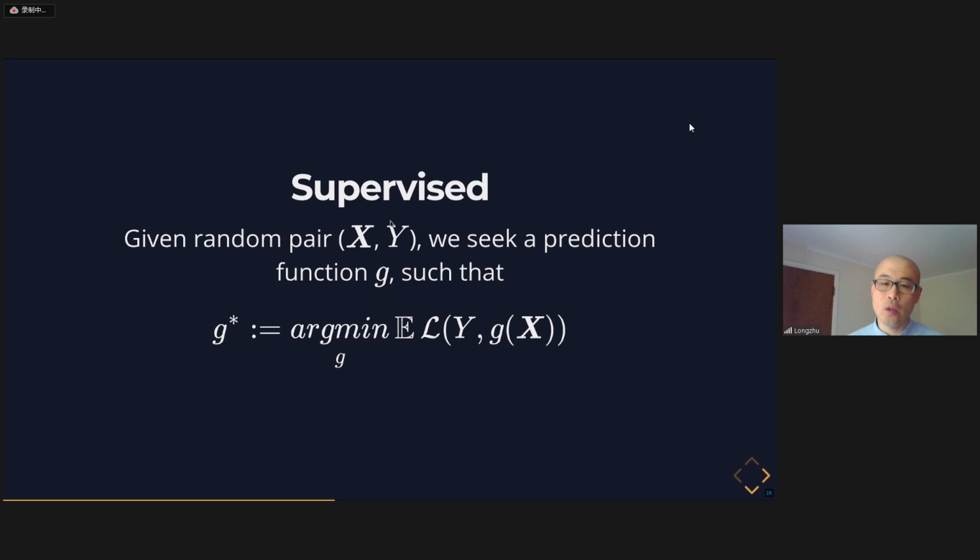The task is only seeking a particular function, with the aim to optimize this loss function between your original response variable and the estimated function, which comes out of your approximation. By minimizing this one, you achieve optimality. So that's pretty much the setup for supervised learning.